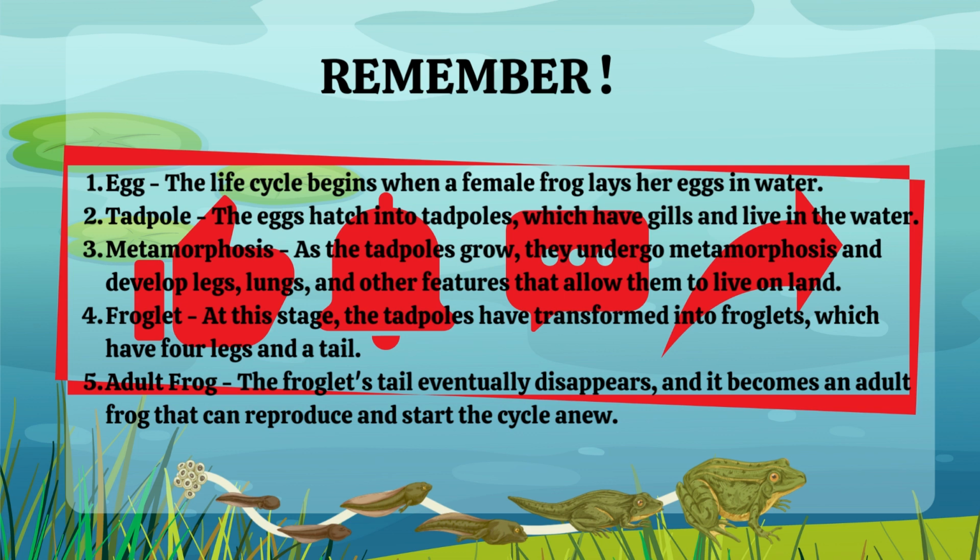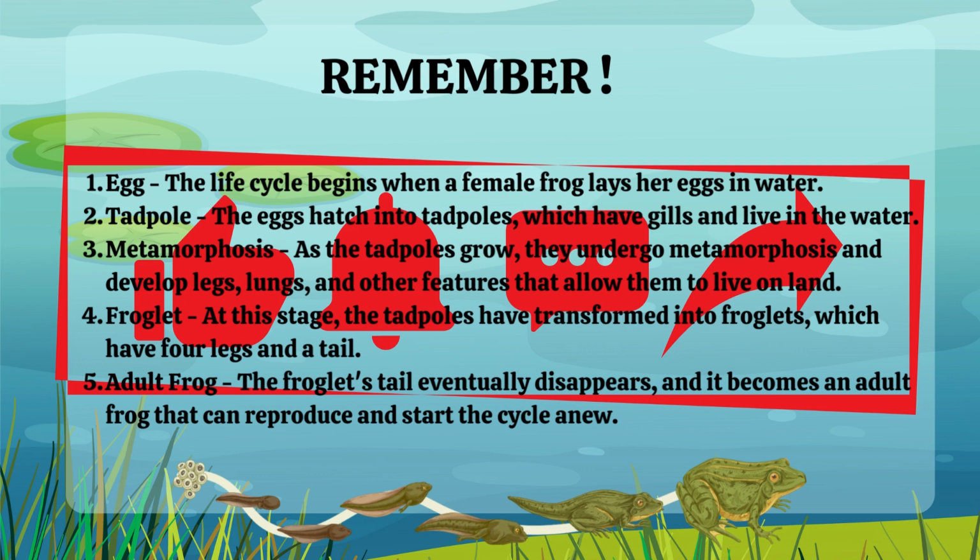Number 3, metamorphosis. As the tadpoles grow, they undergo metamorphosis and develop legs, lungs, and other features that allow them to live on land. Now, 4, froglet. At this stage, the tadpole has transformed into a froglet, which has four legs and a tail.